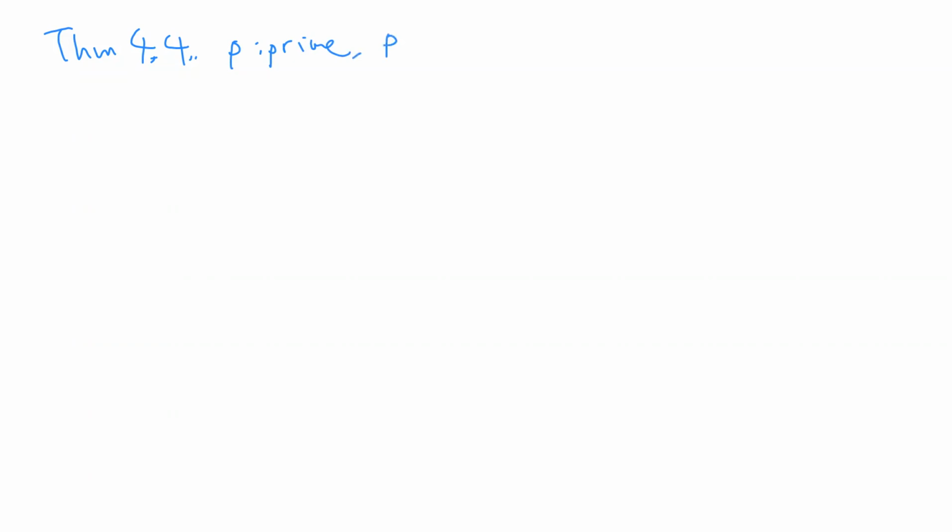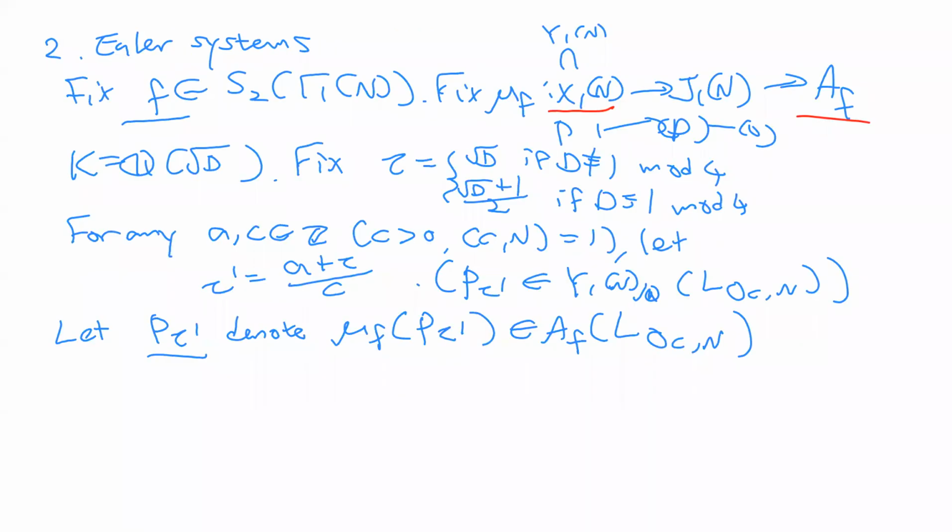Okay, say just a second. C, in case I forget, C is this number. This is how tau prime is defined: tau prime is A plus tau over C.